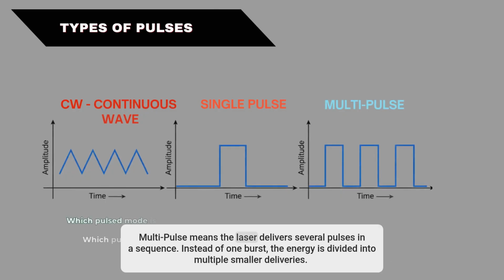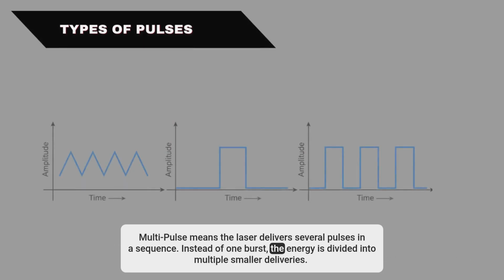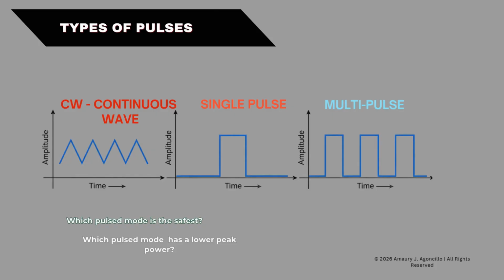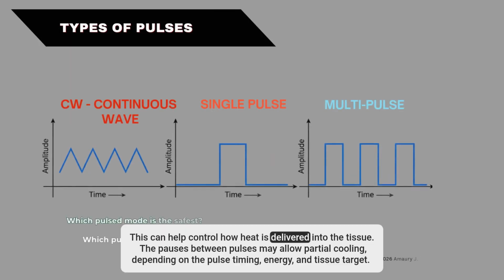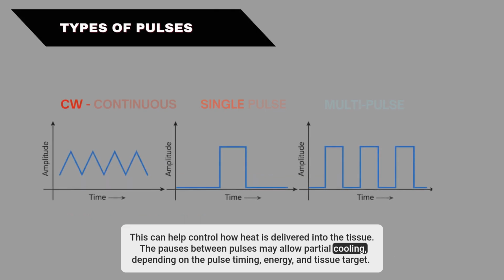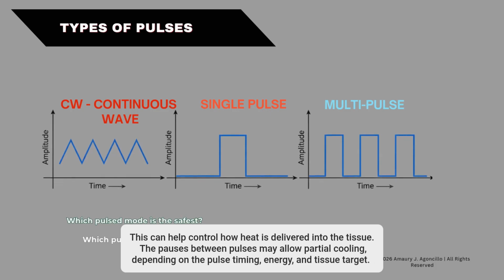Multi-pulse means the laser delivers several pulses in a sequence. Instead of one burst, the energy is divided into multiple smaller deliveries. This can help control how heat is delivered into the tissue. The pauses between pulses may allow partial cooling, depending on the pulse timing, energy, and tissue target.